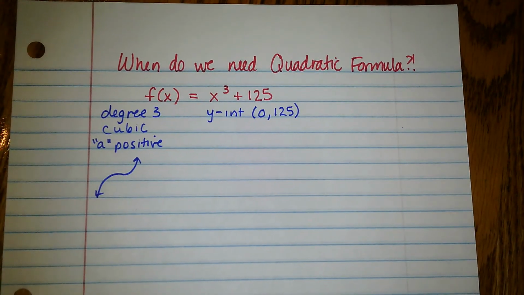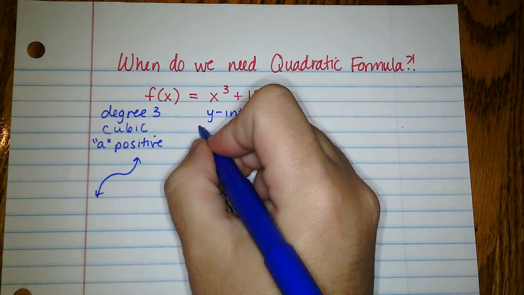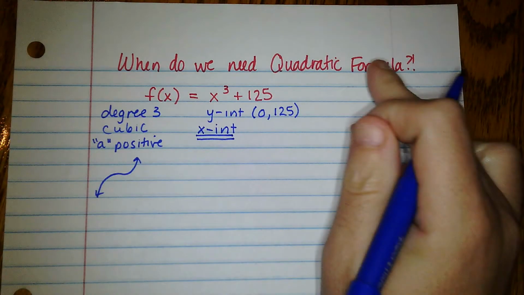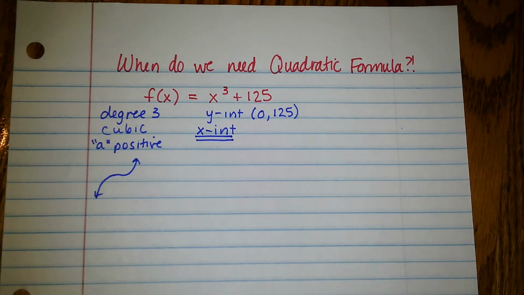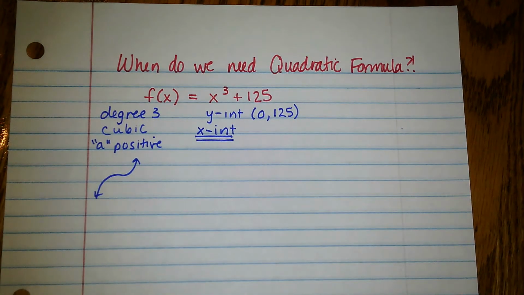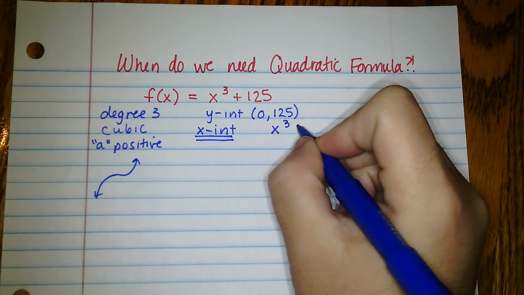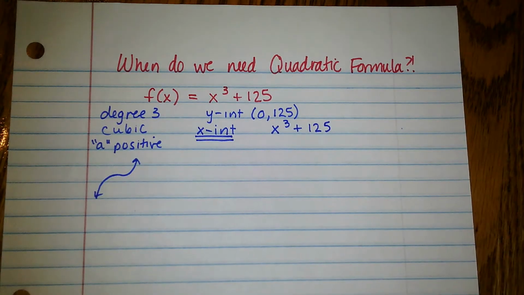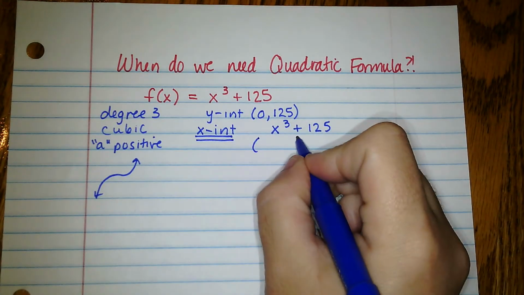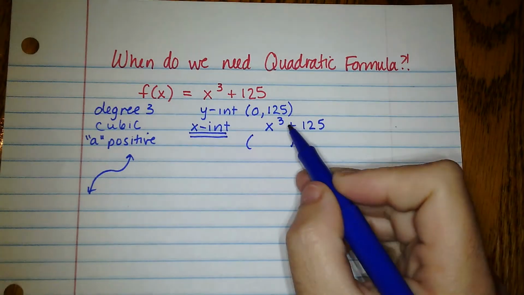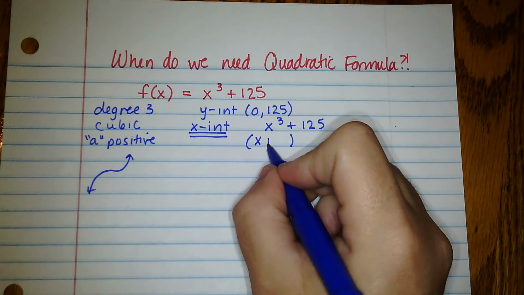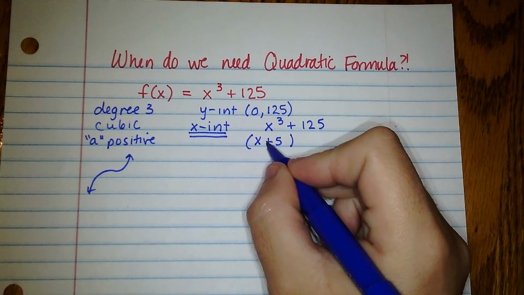The last step that we need in order to sketch these things is our x-intercepts, and that is where factoring comes in. Do you notice that this is a sum of cubes? I know you did this in a lesson last week, where you take the cube root of these terms, and that becomes the first factor. The cube root of x to the third is x, and the cube root of 125 is 5. You keep the sign, so that stays a plus.